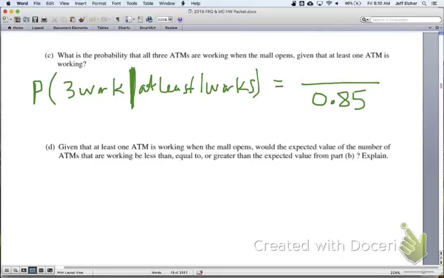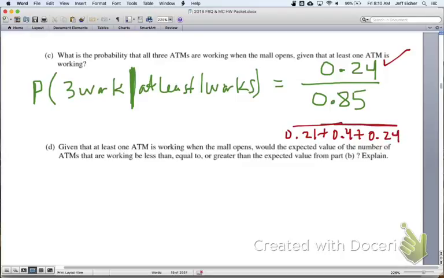What's the probability that 3 are working? The probability of 3 working was 0.24. So this number right here, 0.24, has to be one of the numbers that made up the denominator. The denominator was 0.21 plus 0.4 plus 0.24. In a conditional probability, these are your only options now. So the numerator has to be one of these numbers, and it ends up being the 3 case. So calculating that, we would get 0.282 probability.